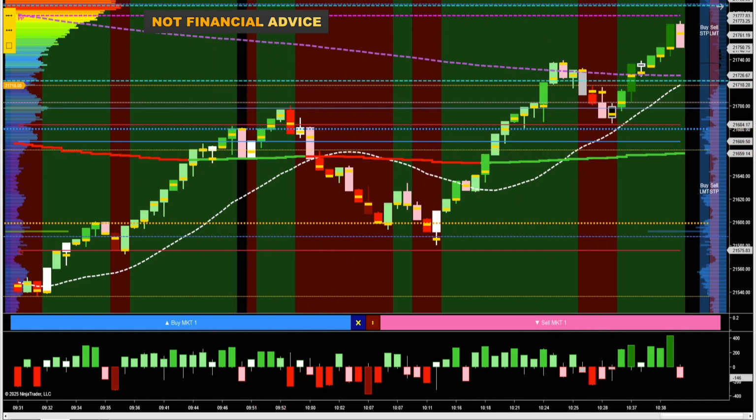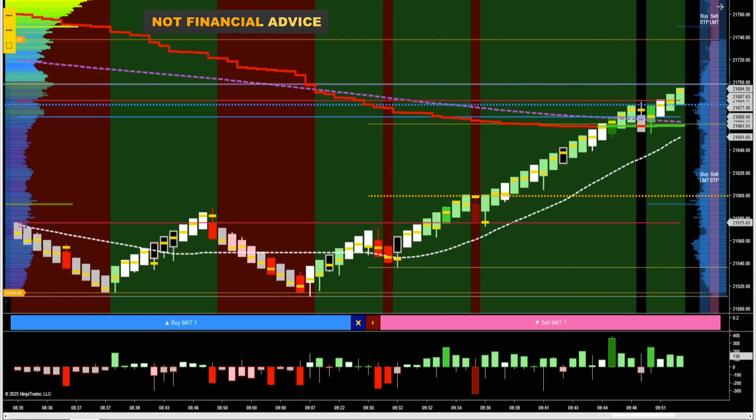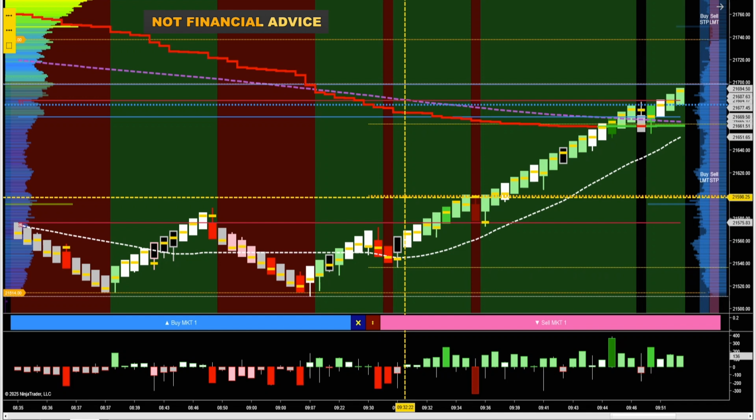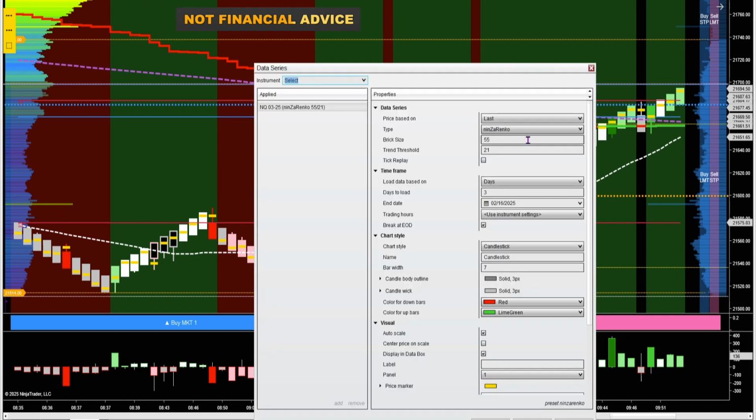So I also often get asked if my indicators work on Renko charts. Yes, they do. I don't usually trade with the Renko charts, but I thought I'd show you what they look like, give you some examples of how I might trade them. This is a NINZA Renko chart with a brick size of 55 and a trend threshold of 21. Some Fibonacci numbers that I threw in there. It's kind of a higher time frame NINZA Renko chart.